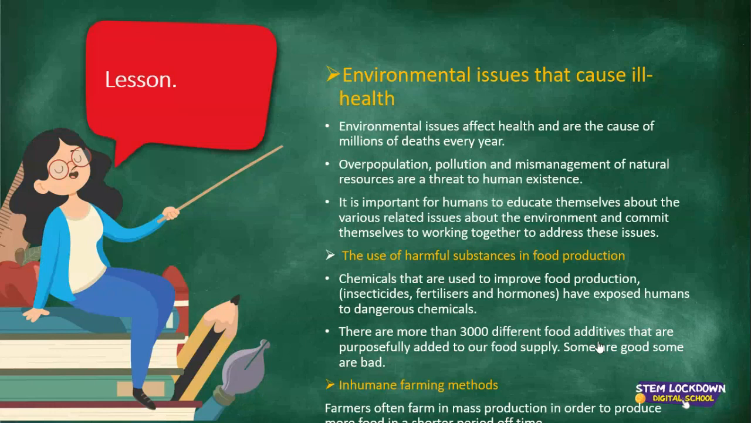The use of harmful substances in food production. Chemicals that are used to improve food production, which are insecticides, fertilizers, and hormones, have exposed humans to dangerous chemicals. Basically, the things that we eat most of the time come from farms, and the farmers have used insecticides, fertilizers, and some have been homogenized. These things the farmers do so that they can operate with mass production, meaning they want to increase the number of products that they produce so that they can make more money. The more you produce, the more you can sell at a cheaper rate. The people are buying at a more expensive rate, but you are making more money because you're producing for cheaper.